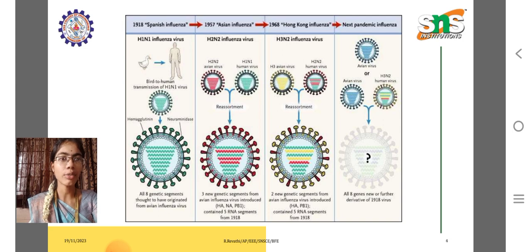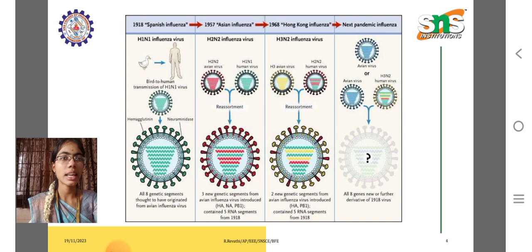Second one, in 1957, called Asian influenza, which is also referred to as the H2N2 influenza virus, which is caused by an animal virus combining with a human virus, H2N2 and H1N1. This combination is called the H2N2 influenza virus.